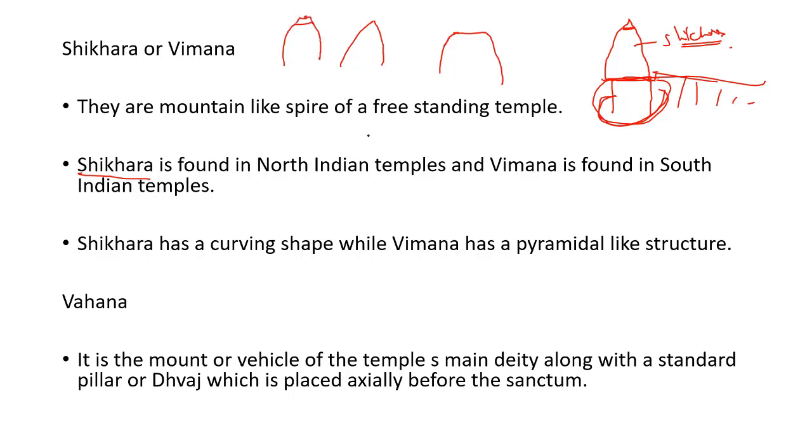But in the southern style of architecture, that is the Dravidian style, the Shikhara is in pyramid form, a pyramid-like structure. Like this it will be there, right? So Shikhara can be found in the northern style of architecture, that is Nagara, and Vimana is found in the southern style of architecture. Shikhara is a mountain-like sphere, and Vimana is a pyramid-like structure.